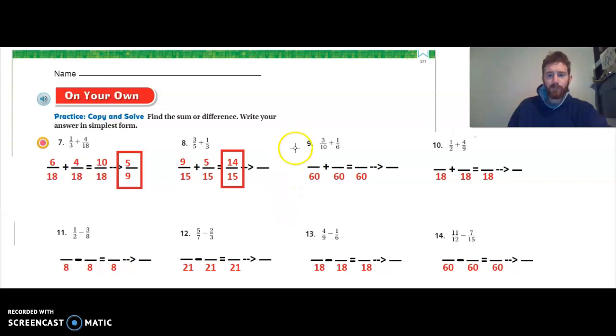Okay. All right. Number 9 is one that some of us may have done a little differently than what I've got set up here. Now I can tell you 60 is a common denominator.